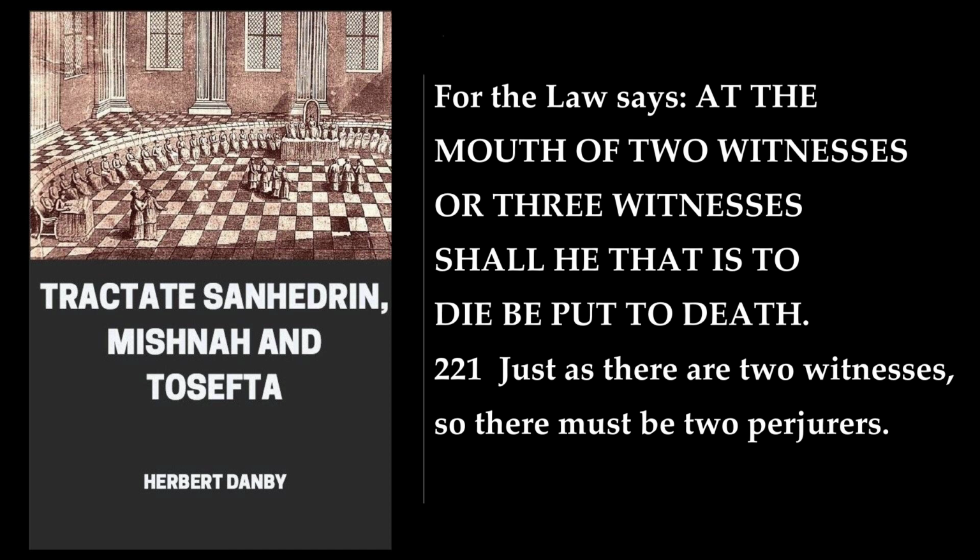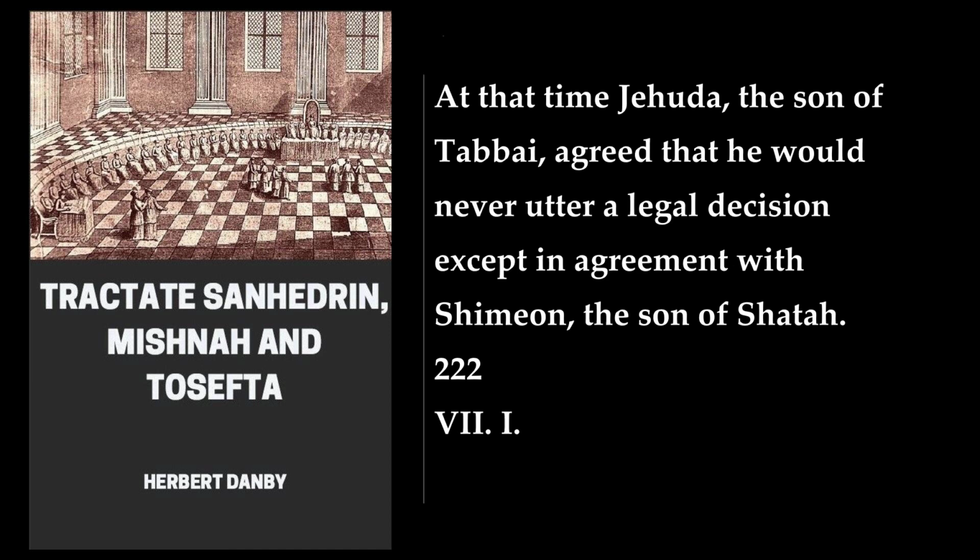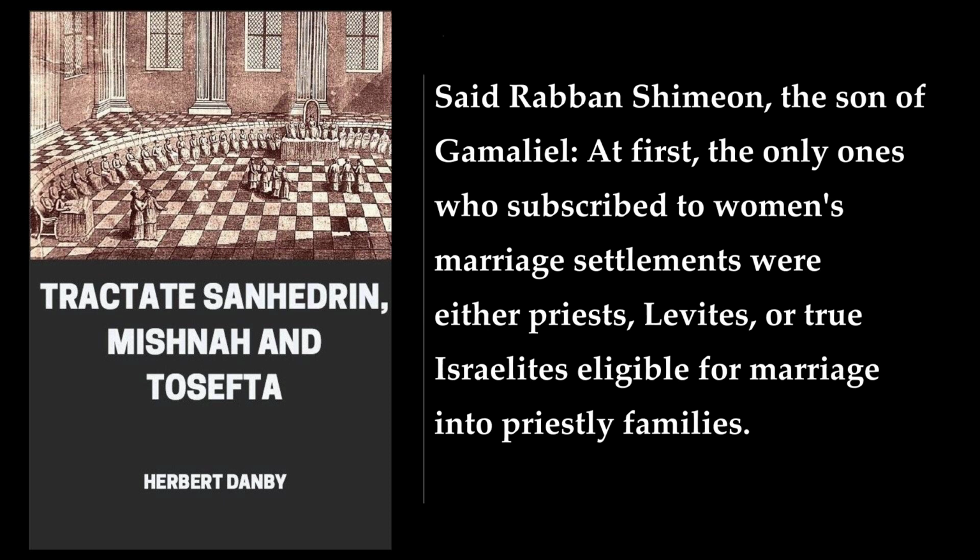Just as there are 2 witnesses, so there must be 2 perjurers. At that time Jehuda, the son of Tabbai, agreed that he would never utter a legal decision except in agreement with Shimeon, the son of Shaddai. 7. I. Said Rabban Shimeon, the son of Gamaliel, at first, the only ones who subscribed to women's marriage settlements were either priests, Levites, or true Israelites eligible for marriage into priestly families.